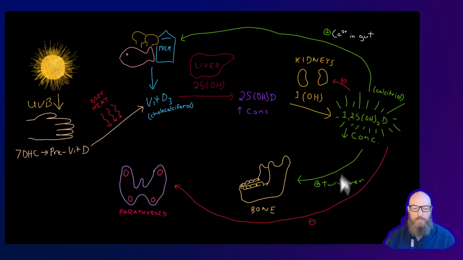And then the last effect is its effect on the parathyroid glands, and I'm going to talk about parathyroid hormone in a minute. But again, a red arrow, a negative sign, this means an inhibitory effect of the parathyroid hormone production in the parathyroid glands.